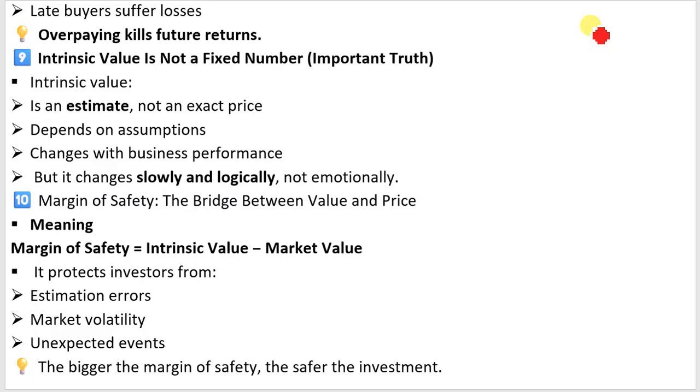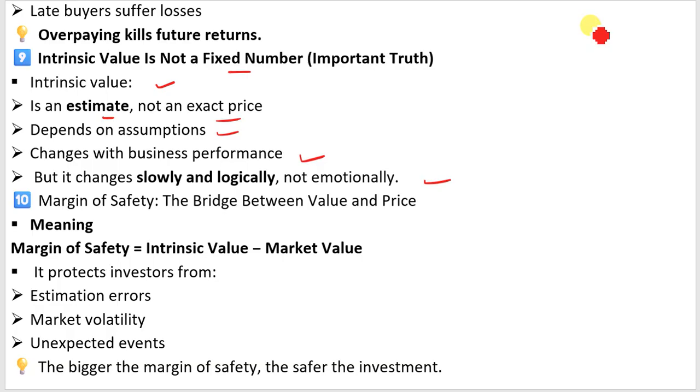IV value is not a fixed number. This is the important truth. IV value is an estimate, not an exact price. It depends on assumptions and changes with business performance. It may change with business performance, and it depends on assumptions such as the cost of capital and growth percentage assumed for the next 5 years, 10 years, so it is an estimate, not an exact price. But it changes slowly and logically, not emotionally. There is no emotion in IV.